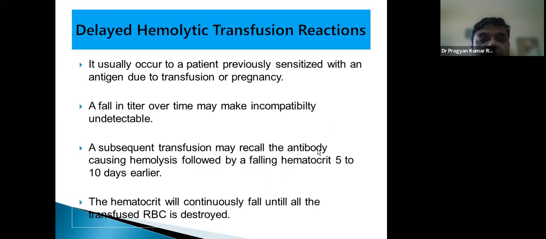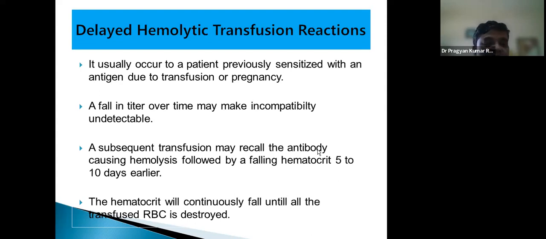Now coming to another part of this, something called a delayed hemolytic transfusion reaction. It usually occurs in a patient previously sensitized with an antigen due to transfusion or pregnancy. A fall in titer over time may make incompatibility undetectable. A subsequent transfusion may recall the antibody, causing hemolysis followed by a falling hematocrit 5 to 10 days later. The hematocrit will continuously fall until all the transfused cells are destroyed.